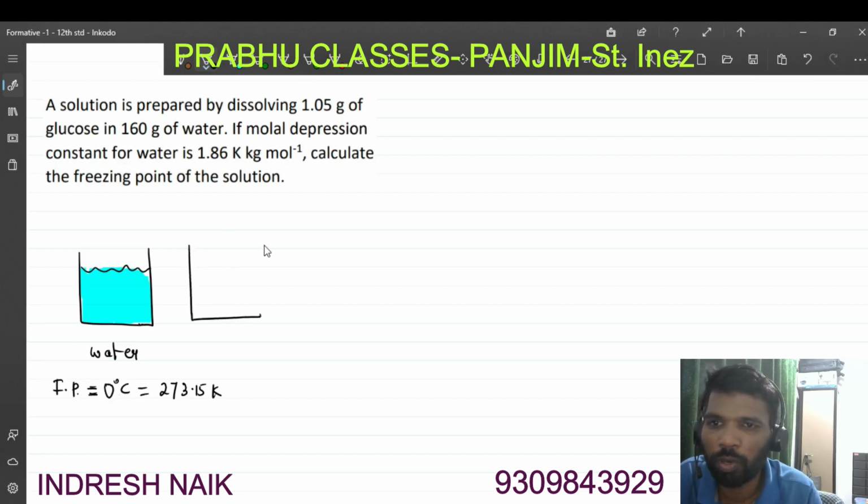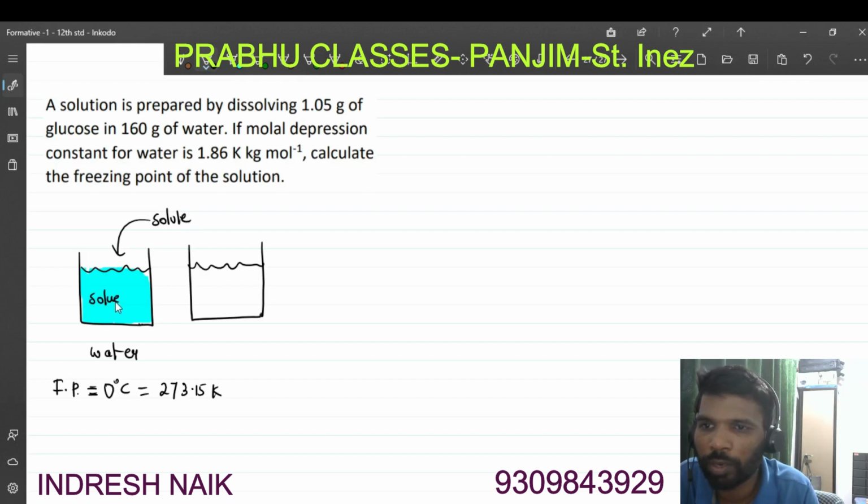You add a non-volatile solute to this. You are adding a solute. This was a solvent. Now, after adding the non-volatile solute, what will happen? It will become a solution. So, what would be the freezing point of this?